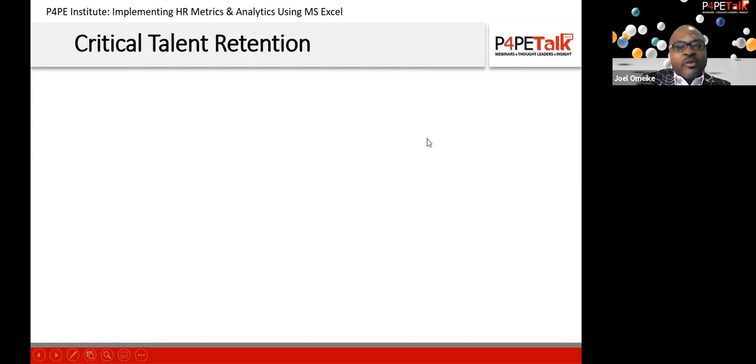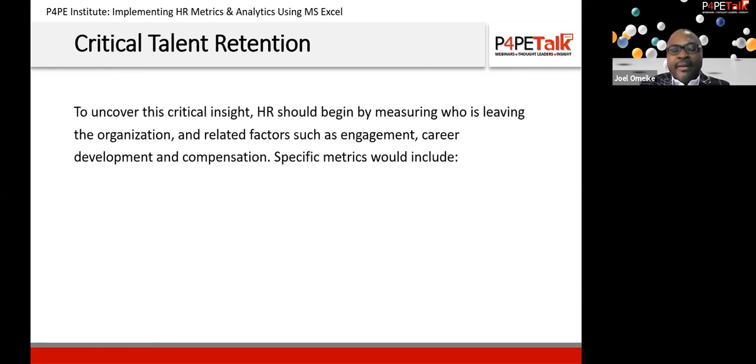So let's start with the first one, critical talent retention. To look at your talent very well, you need to begin to measure who is leaving the organization and also who is staying back in the organization. You will consider things like engagement. You consider things like development, compensation, line manager.